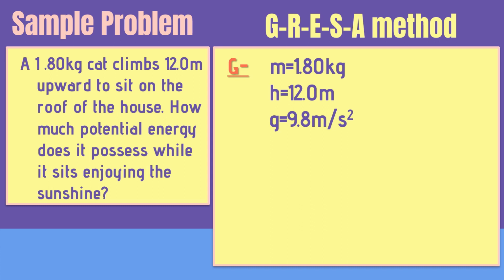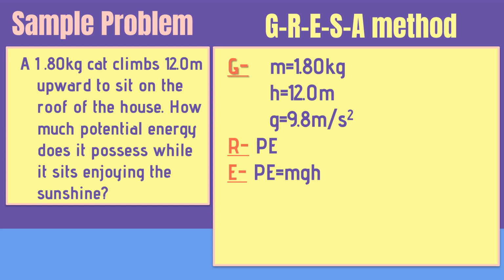Next in the GRESA method is letter R, which stands for required. Again, what is required in the problem? It is the potential energy. So we're looking for the potential energy. Next in the GRESA method is letter E, which stands for equation. The equation or the formula that we're going to use for the potential energy is again PE is equals to mgh.